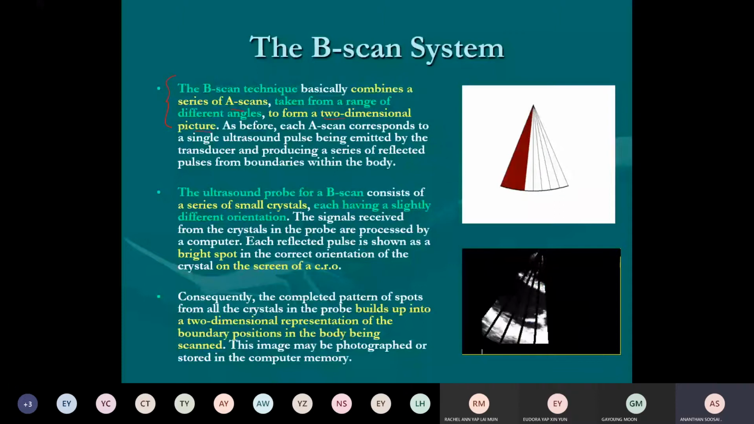It not only tells the depth, it tells the pattern of the border. The ultrasound probe for B scan consists of a series of small crystals, each having a slightly different orientation, to build up a two-dimensional presentation of boundary positions in the body being scanned.